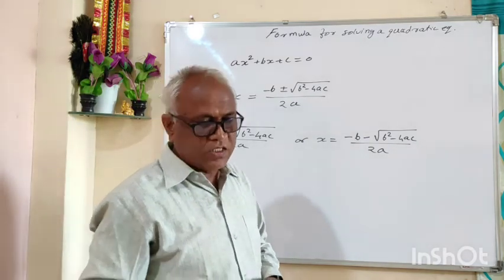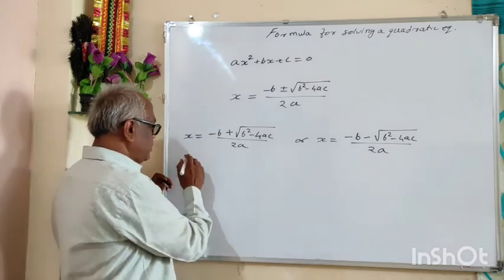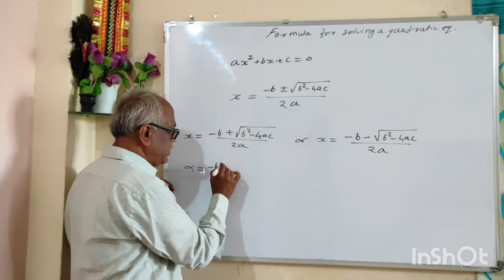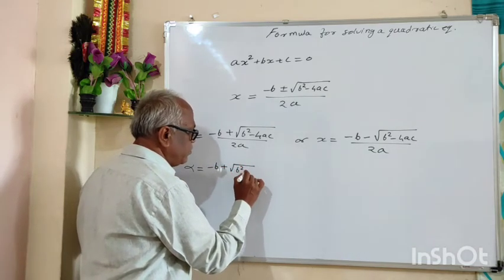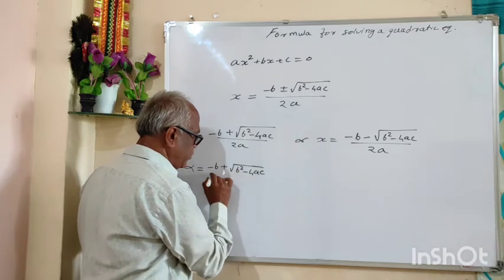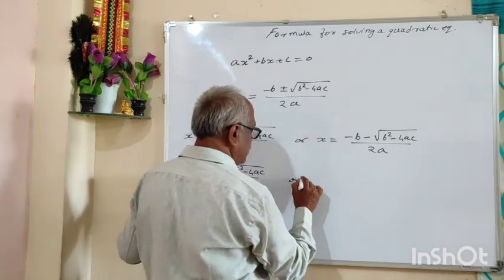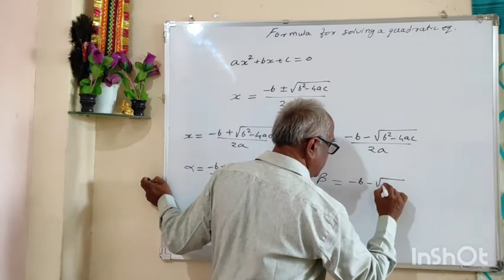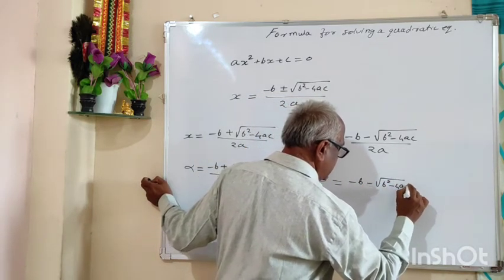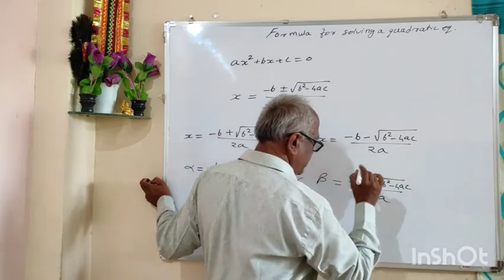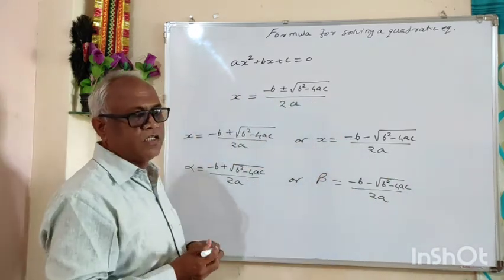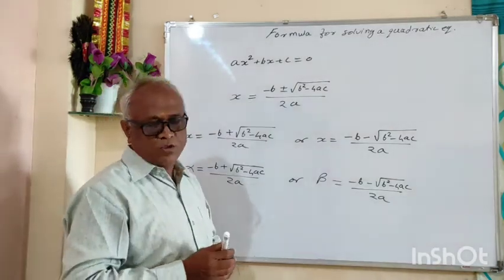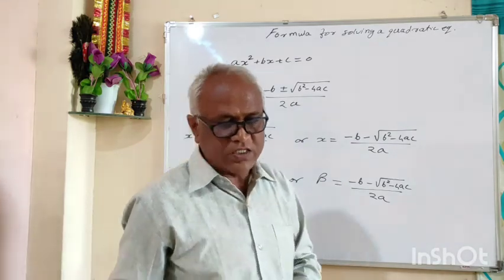Now here we can write it as alpha is equal to minus b plus under root b square minus 4ac upon 2a, or beta is equal to minus b minus under root b square minus 4ac upon 2a. These are the roots of this quadratic equation, and it is a formula. By using this formula, we are going to solve practice set 2.4.